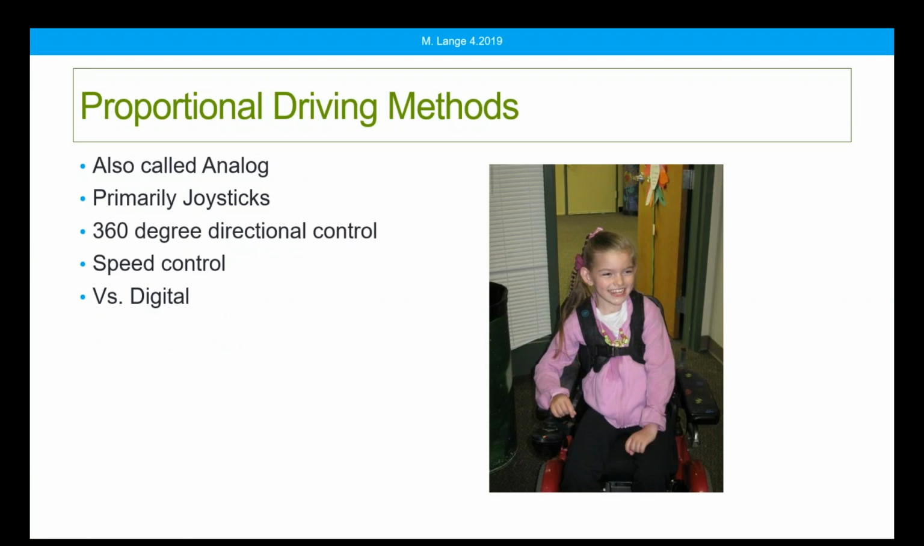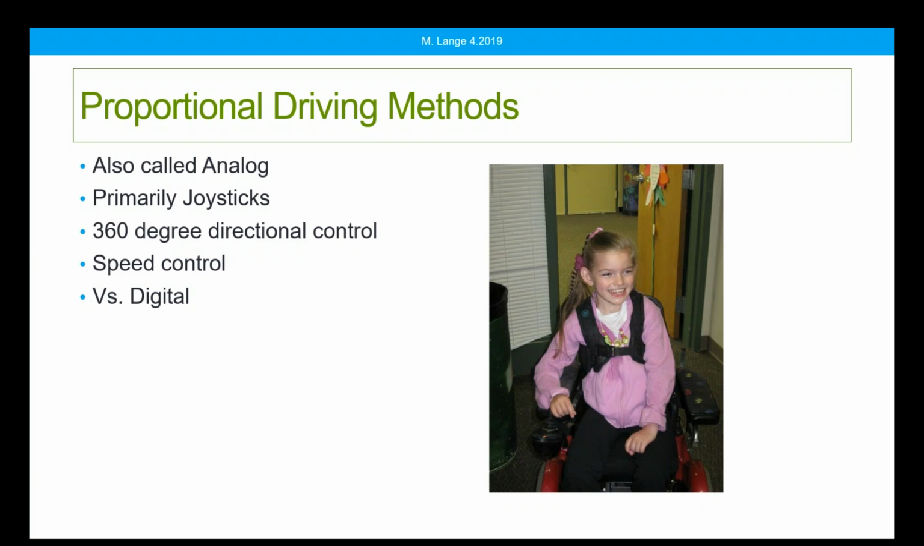So with that said, let's jump into some of the available proportional driving methods out there. And again, we're going to talk about how we would decide on one versus another. So proportional driving methods are also referred to as analog driving methods, and these are primarily joysticks. There are some other methods as well.